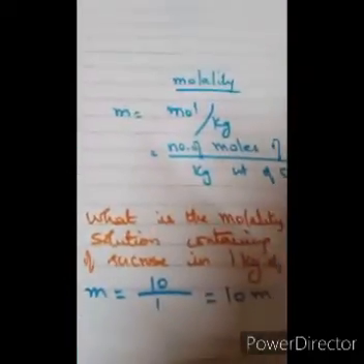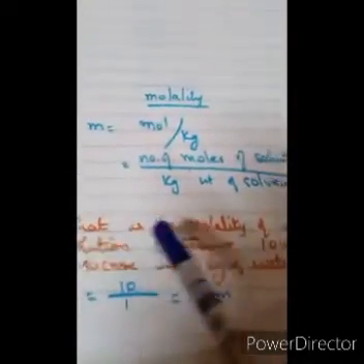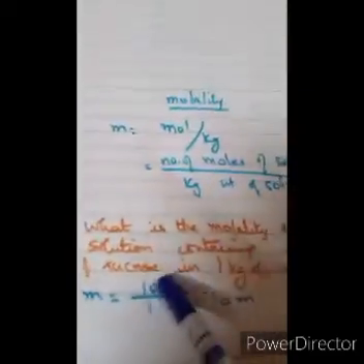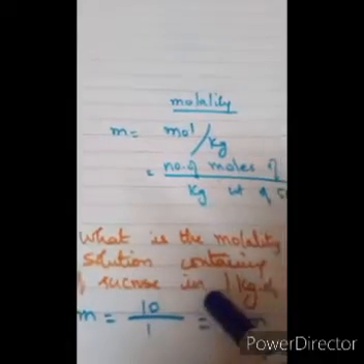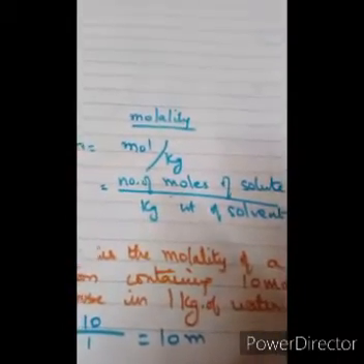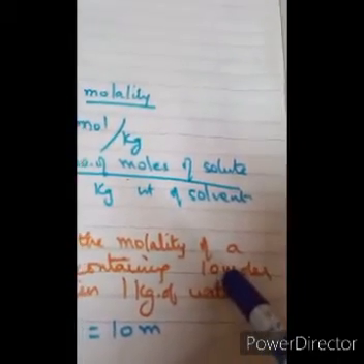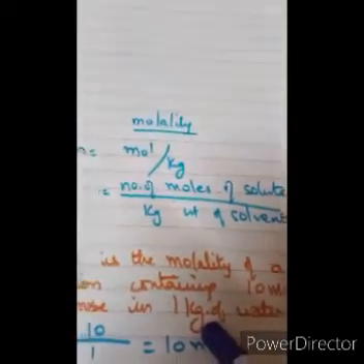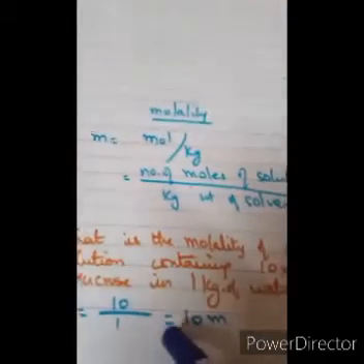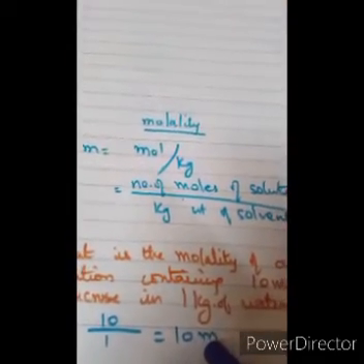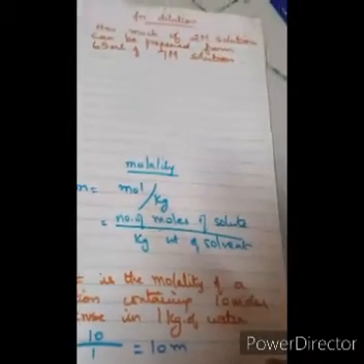Let us see a simple example. What is the molality of a solution containing 10 moles of sucrose in 1 kg of water? Here the solute is given in moles, solvent in kilogram. So just apply m is equal to mole by kg, 10 by 1 is equal to 10 small m is the unit. Let us see another example.